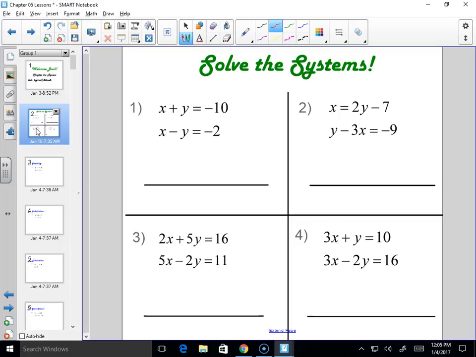Interesting. Each has 2 equations. Every pair of equations, whether it's 2 or 3 or 4, which thank goodness we're not going to have to see for a while, but every time you have more than one, it's called a, do you guys remember? System. Why do we need more than one equation?